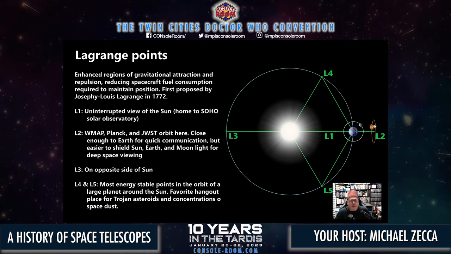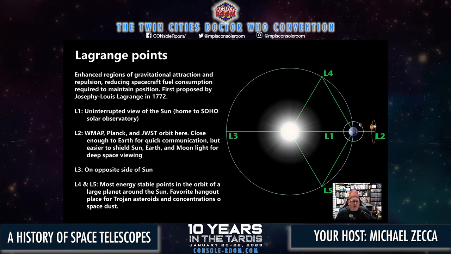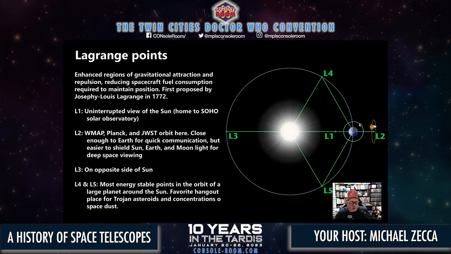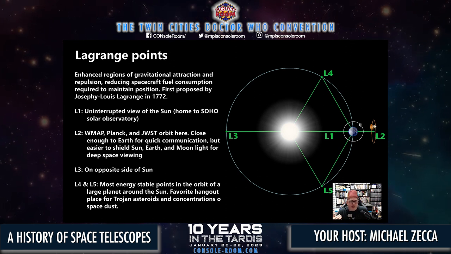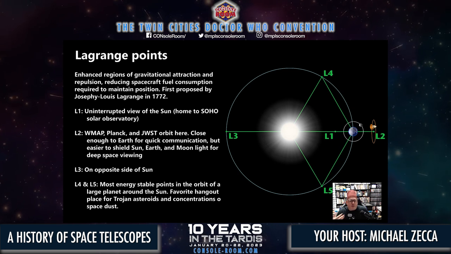Now, those L4 and L5 positions on the sides are extremely stable points in the orbit of the Earth around the sun, but it's one of those places that asteroids and dust like to hang out. So we're staying away from there for now.